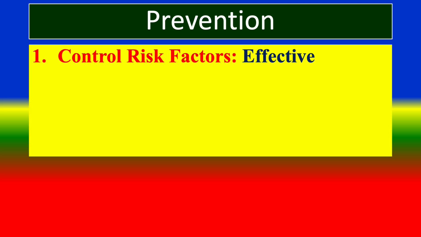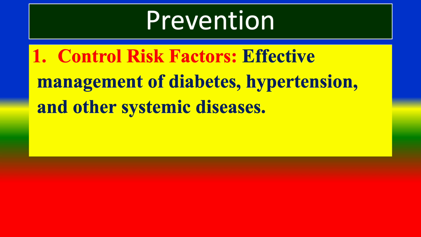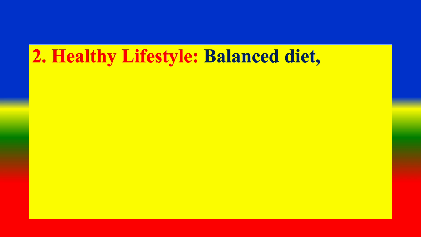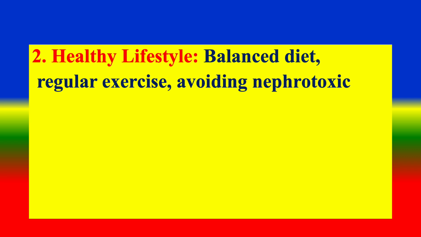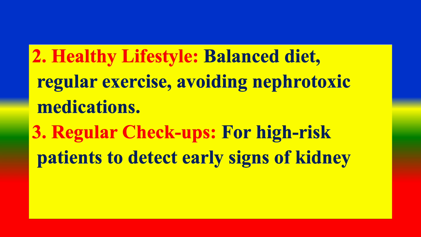Prevention. 1. Control risk factors, effective management of diabetes, hypertension and other systemic diseases. 2. Healthy lifestyle, balanced diet, regular exercise, avoiding nephrotoxic medications. 3. Regular checkups for high risk patients to detect early signs of kidney damage.